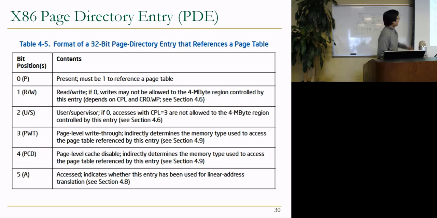And then here's what x86 defines for each page directory entry. Bit 0 is whether this entry is present or not. If it's not present, you have to grab the data somewhere on the disk. Then read or write, and user/supervisor, these are access control. And there are other bits for optimization, such as whether the page-level cache is disabled.